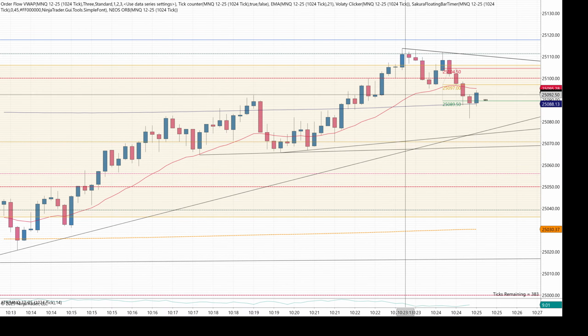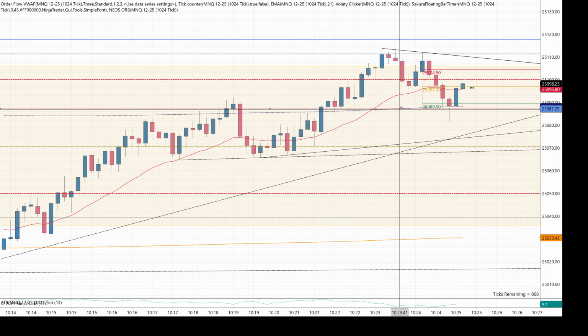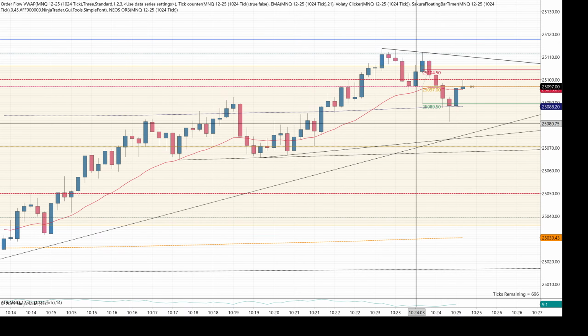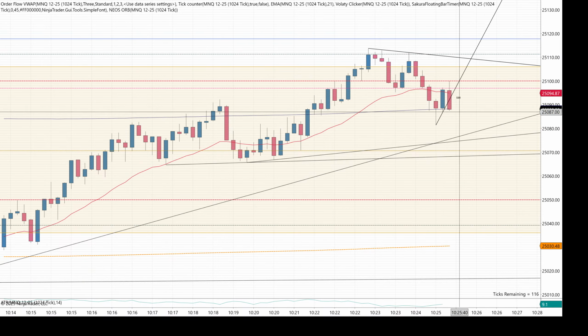Sometimes you're just going to miss actionable trades as well, which happened this morning. I did miss one trade. It was like a 12-point trade that worked.